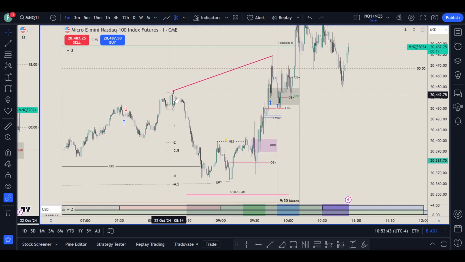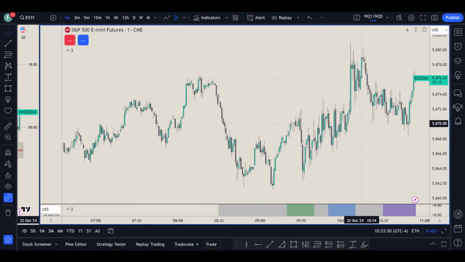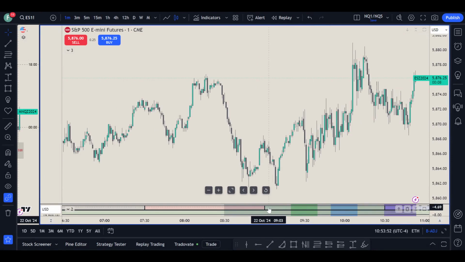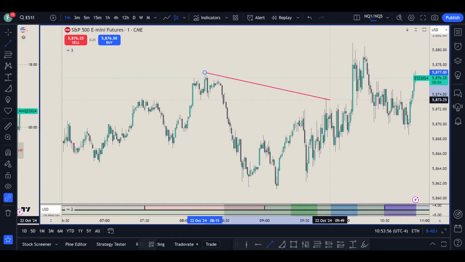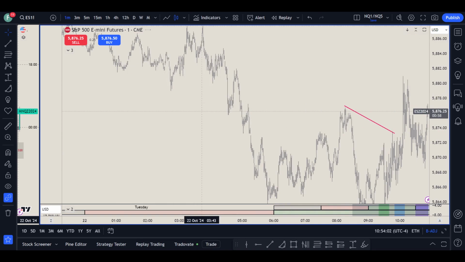So I can actually pull it up. This was ES right here. I mean, just look at this. This is the exact high I was talking about. Right here. This was the 950 macro. Already where I had the entry and targeted London highs up here.